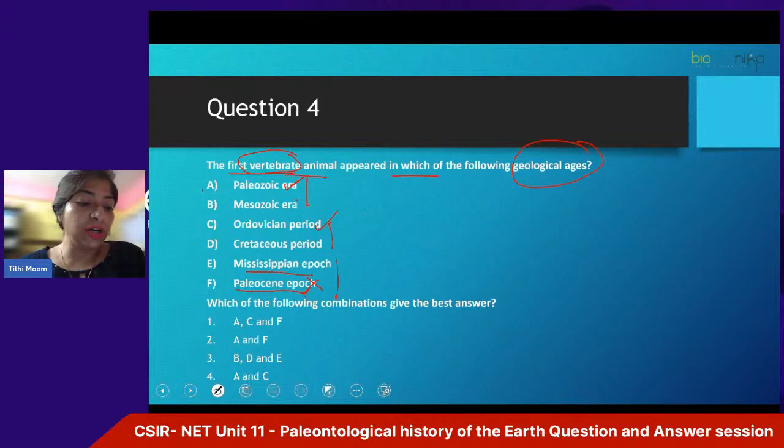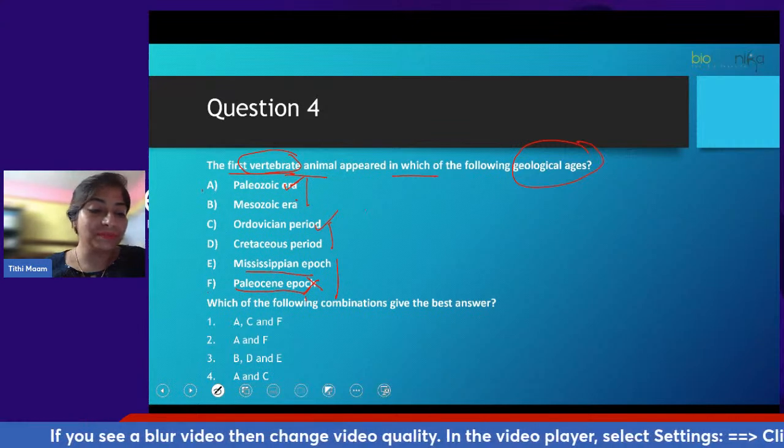Okay, thank you, Harsh, for sharing this. Huda, Harsh is saying that at 480 pixel also it is clearly visible.